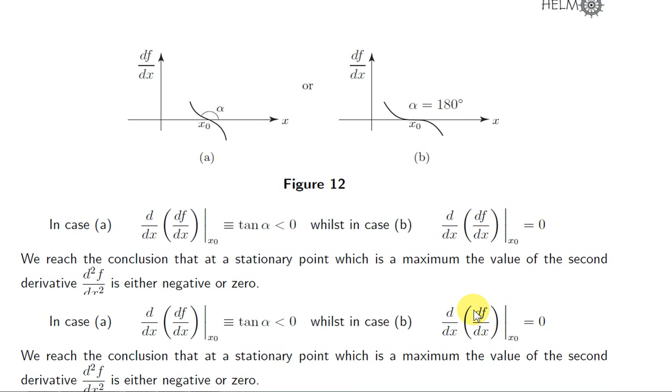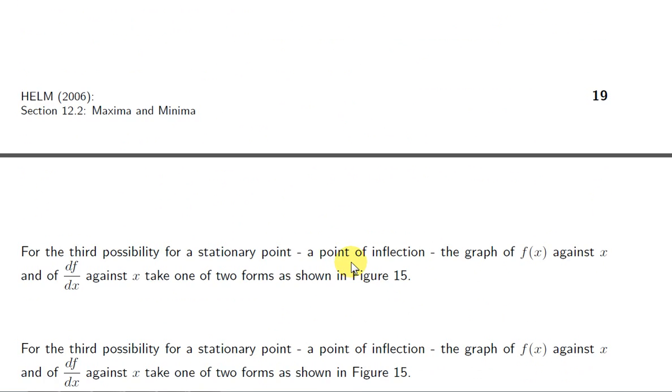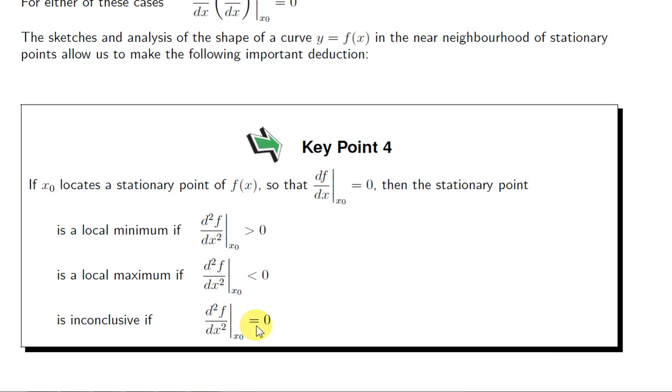So we could have a local max, a local min, or a point of inflection. We cannot tell. So when the second derivative is 0, our test is inconclusive. However, if the second derivative is strictly greater than 0, then we know we definitely have a local min. And if the second derivative is less than 0, we definitely have a local max.